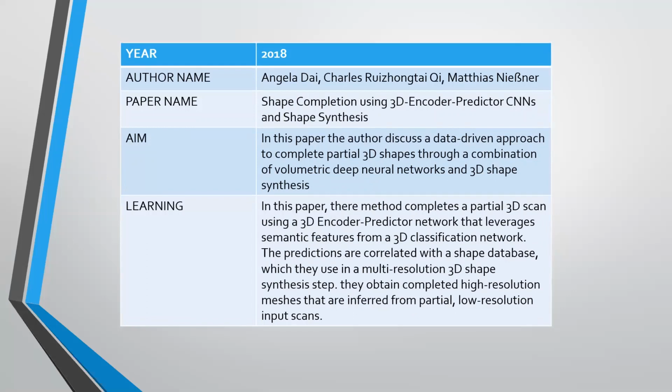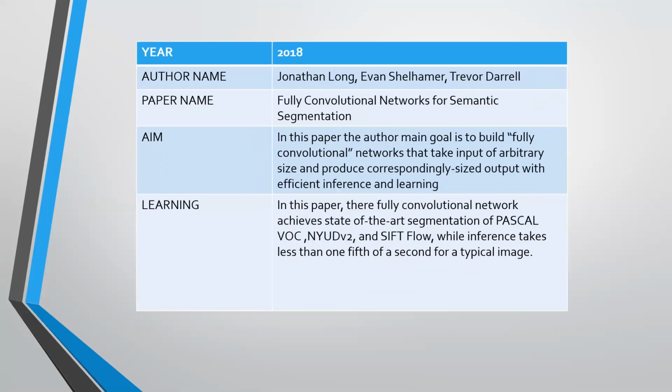The next paper is Shape Completion Using 3D Encoder-Predictor CNNs and Shape Synthesis, published in the year 2018 by Angela Dai. In this paper, the author discusses a data-driven approach to complete partial 3D shapes through a combination of volumetric deep neural networks and 3D shape synthesis. The last paper which I studied is Fully Convolutional Networks for Semantic Segmentation, published in the year 2015 by Jonathan Long. In this paper, they built a fully convolutional network that takes input of arbitrary size and produces correspondingly sized output with efficient inference and learning.